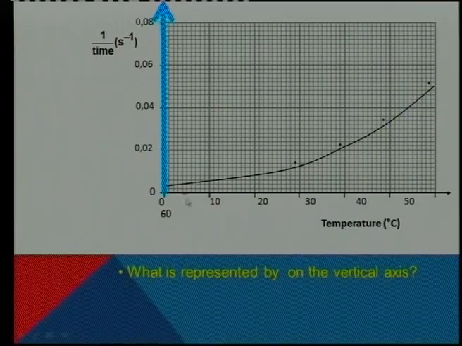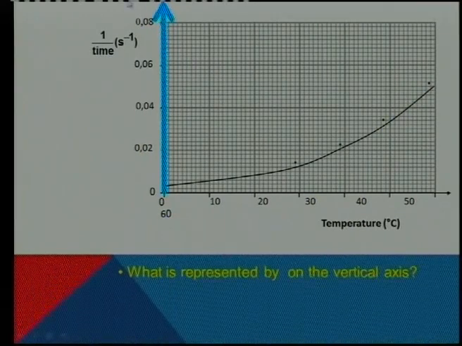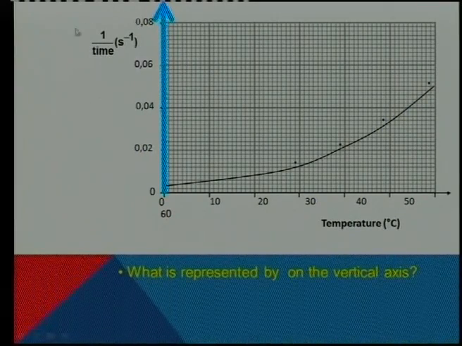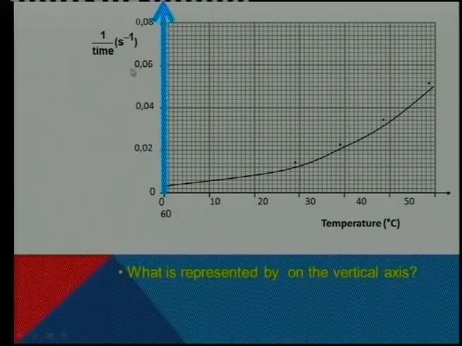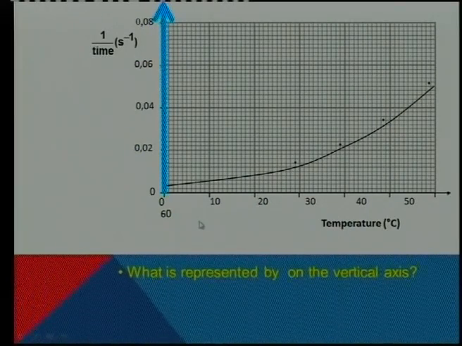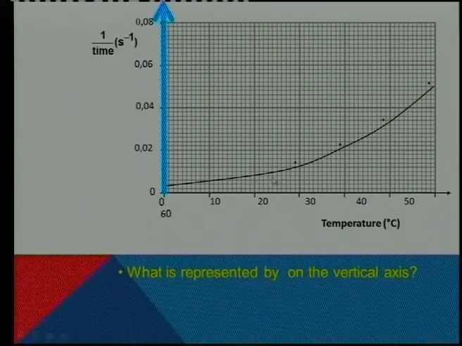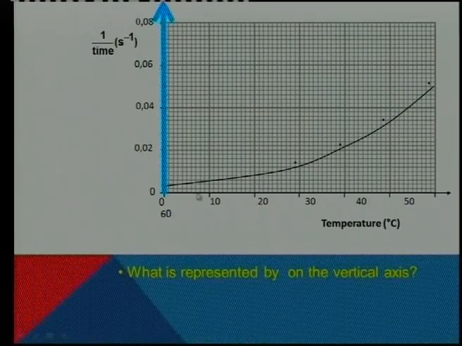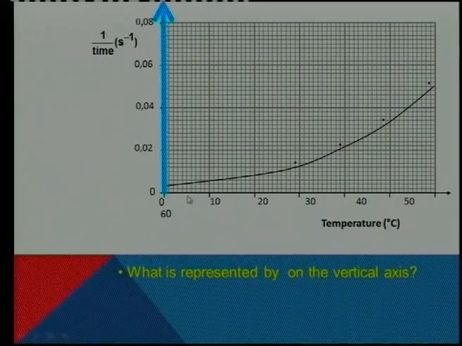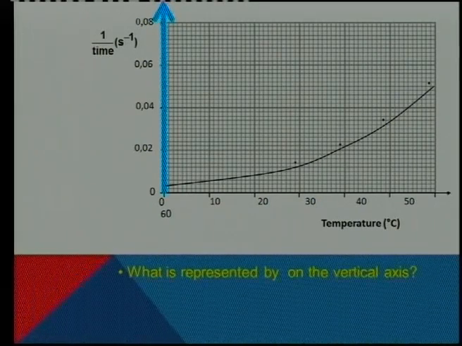This was the question. What is represented on the vertical axis? What do we call this? 1 over time? We call it the rate. The rate of the reaction while I increase the temperature. Now you can see that the rate was increasing. That's clear. Now let me show you how we determine the rate or the gradient.